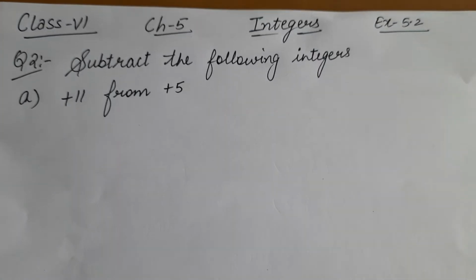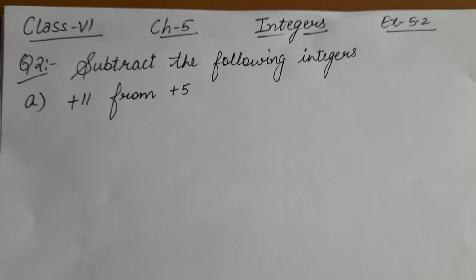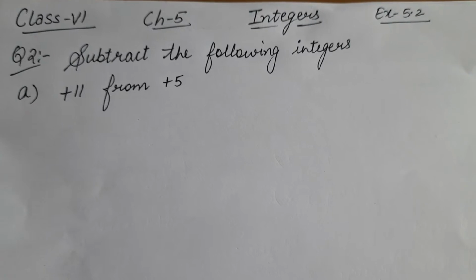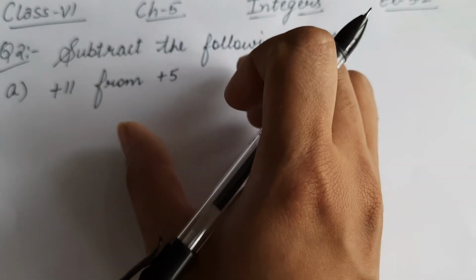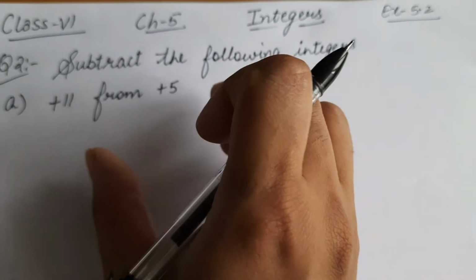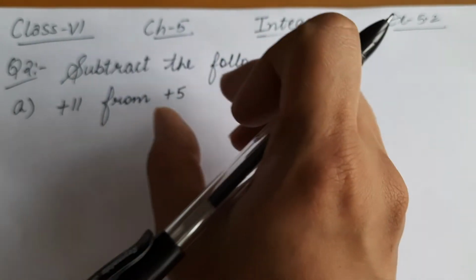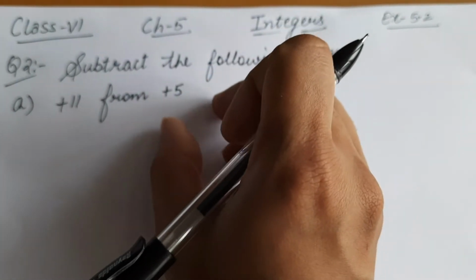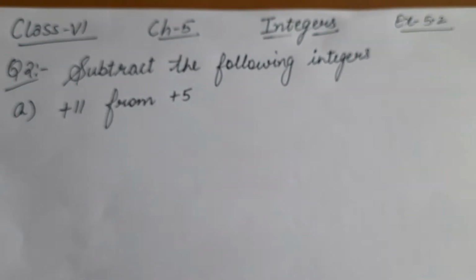Let's start question number 2 of exercise 5.2. The question is: subtract the following integers. A part is plus 11 from plus 5. We have to subtract plus 11 from plus 5. हमें plus 5 में से plus 11 को subtract करना है.